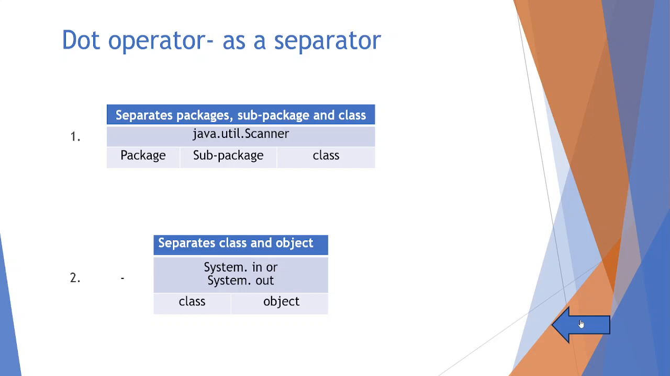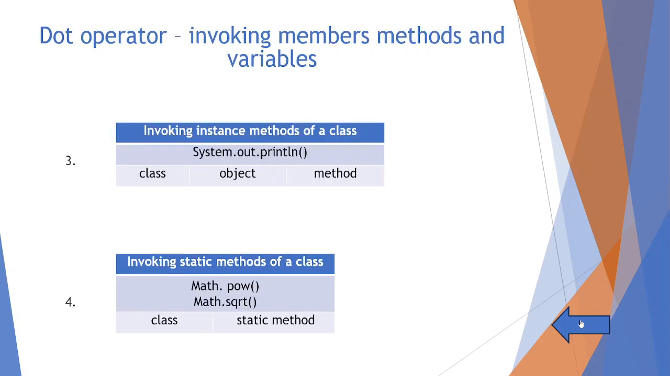Then, it separates class and object. System.in or System.out, in which System is a class, and in and out are objects. So, in these scenarios, the dot operator is used as a separator.